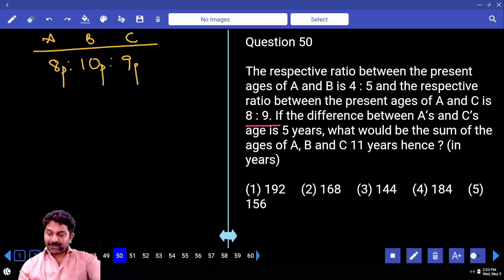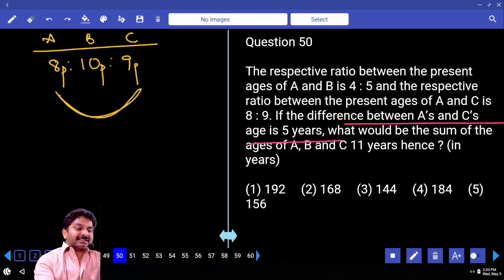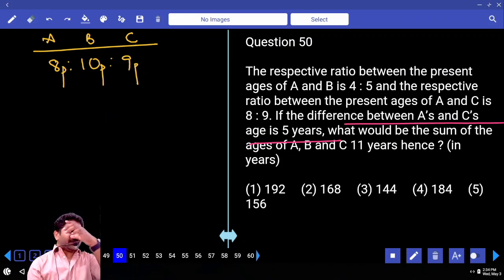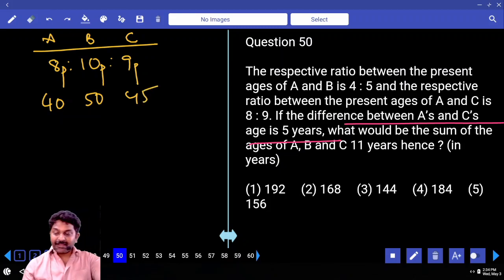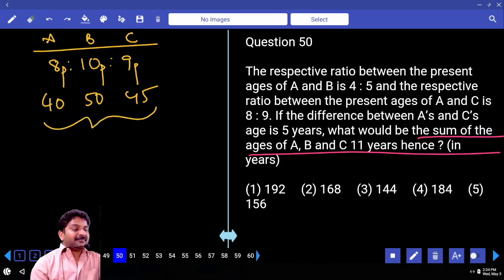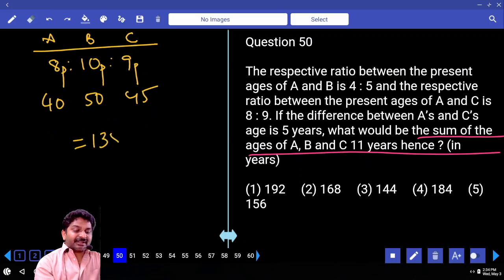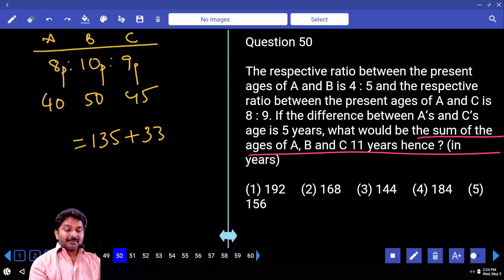Continue. The difference between AC ages is 5 years. What is the difference between AC ages in terms of parts? 1 part, which is equal to 5. Then for 8 parts, 40, 10 parts, 50, 9 parts, 45. What would be the sum of ages of A, B, C 11 years hence? What is the present ages sum? 135. If the present ages sum is 135 and we were asked to calculate their ages sum after 11 years, that means for each member we have to add 11 years. For 3 members, 33. Answer.